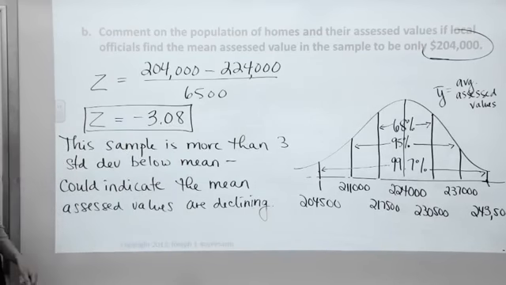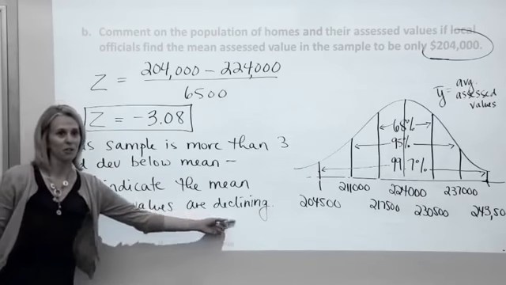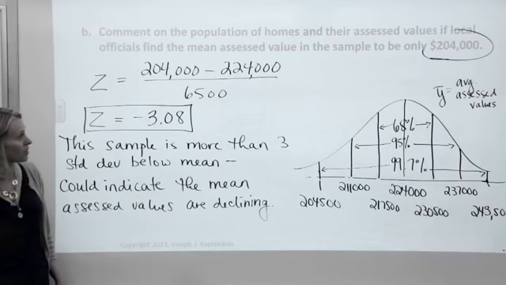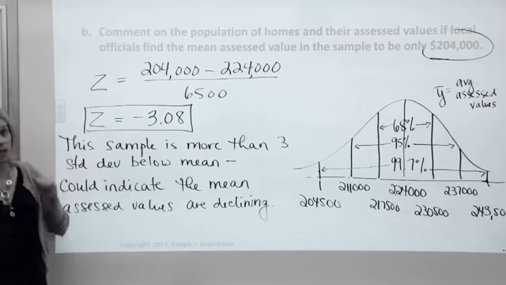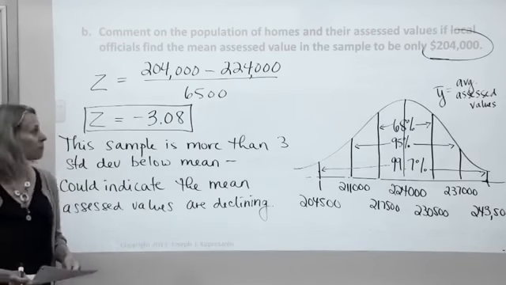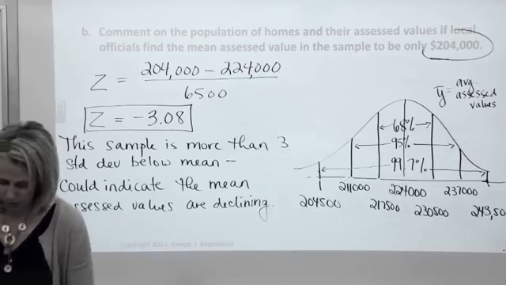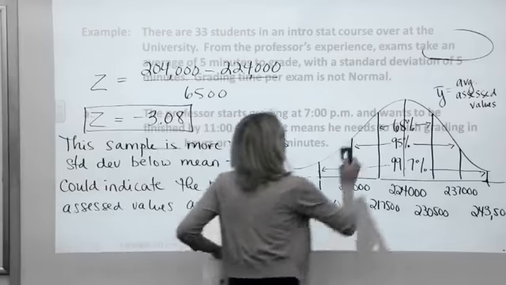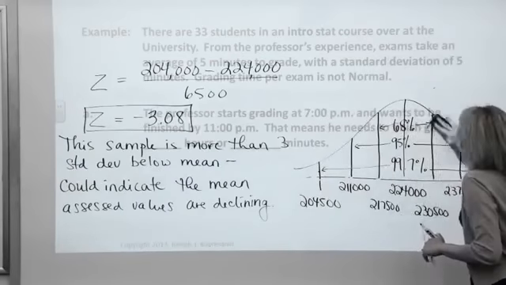We like it when assessed values go up, but that doesn't always happen. There are time periods where they go down. So this could be an indication that we're at one of those time periods here that that's happening, given how unusual it would be to get this sample. All right, let's look at one more. Erase this. This one's completely new from what we just looked at.